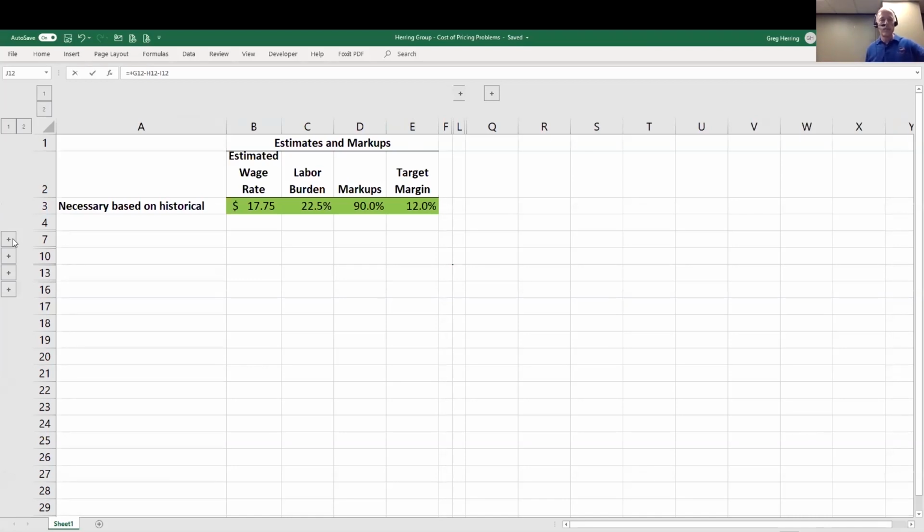But you'll see that you need a wage rate. Your estimated wage rate is $17.75. Your labor burden is 22% and change. Your markup that you need to recover overhead is 90%, and your target net margin is 12%. Now, this nomenclature is customized for Aspire; it might be slightly different with your software program. Aspire uses both the markup and the target margin to determine the price. So this is what you need. Patrick, would you click on that plus there?